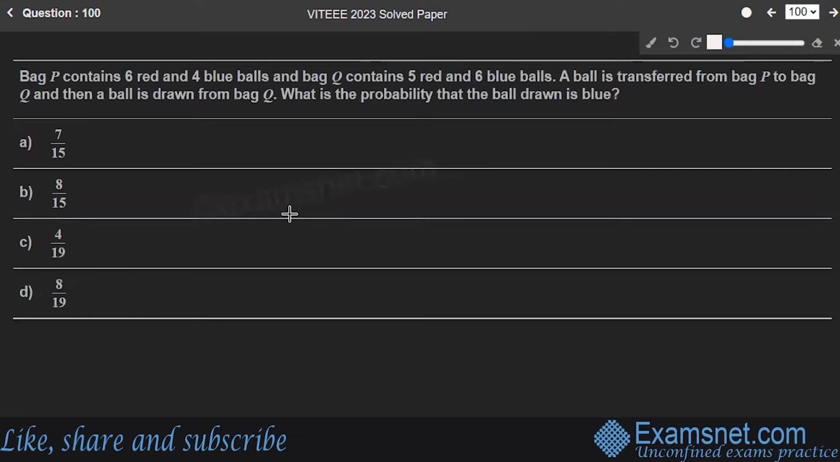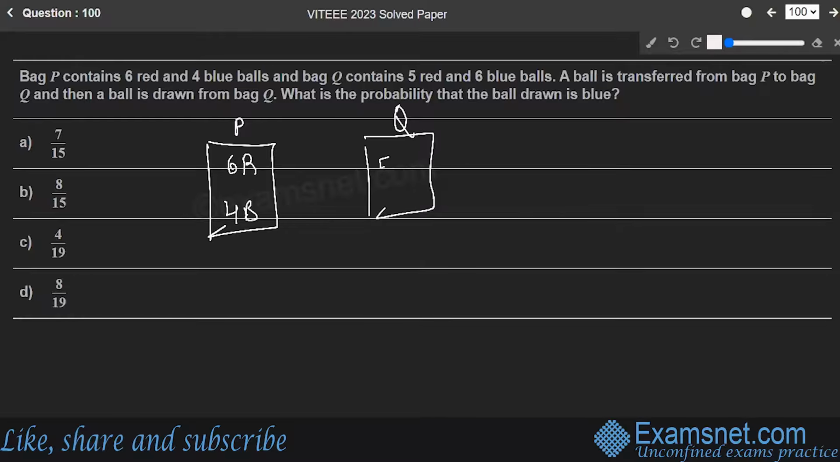Next is 900th question. Bag P contains 6 red, 4 blue balls, and bag Q contains 5 red and 6 blue balls. A ball is transferred from bag P to Q. Let's make it together. So here's the bag P and here is the bag Q. This is having 6 red and 4 blue balls. This is having 5 red and 6 blue balls. A ball is transferred from P to Q and then a ball is drawn from Q. What is the probability that the ball drawn is blue?